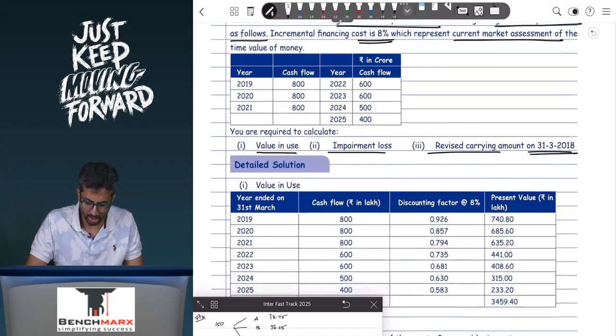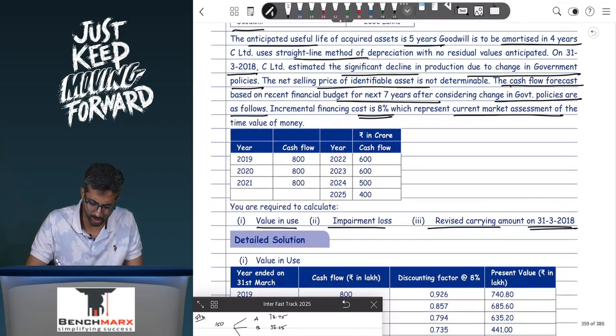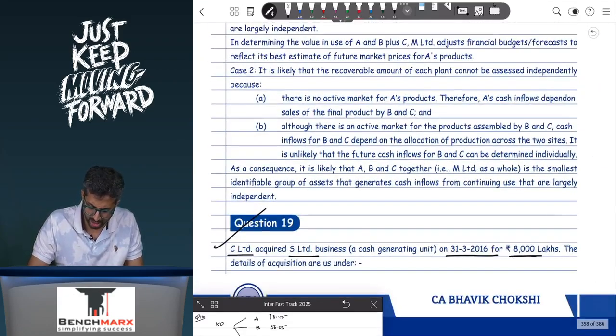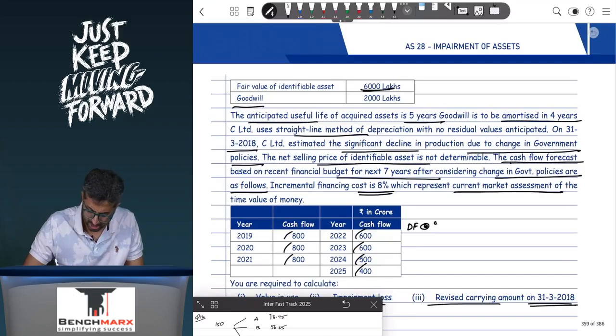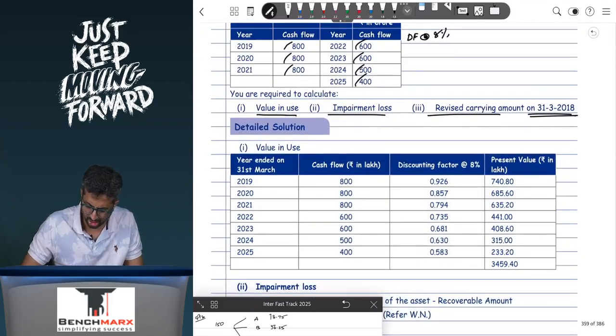So what will we do? We will first try to find the value in use. This is the present value of 800, 800, 800, 600, 600, 500 and 500. This is going to be discounted at the rate of 8%. So I will do this calculation and come to 3459.4. This is my value in use.